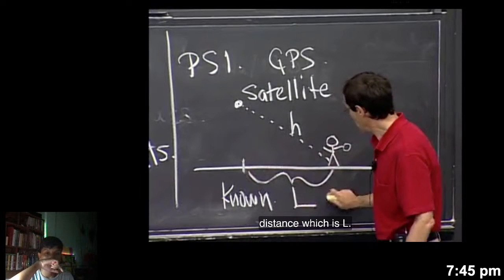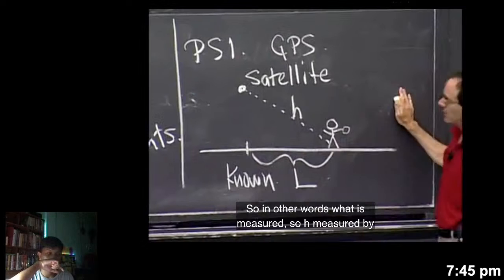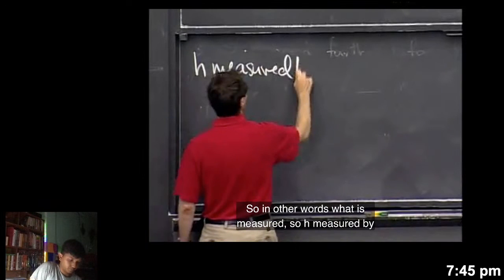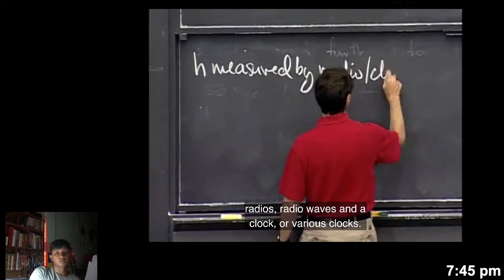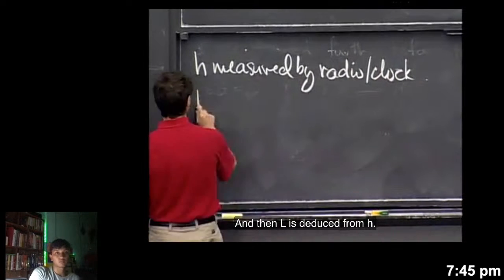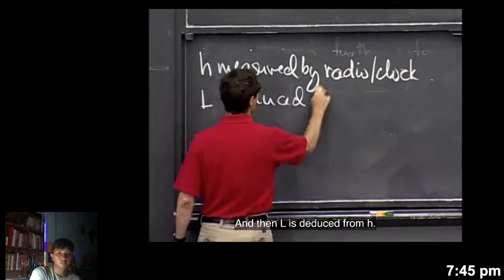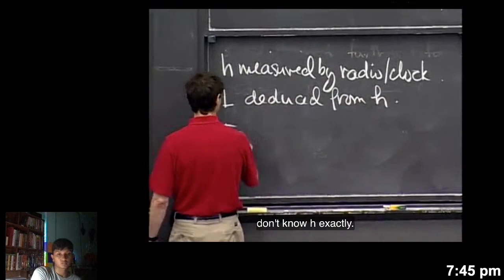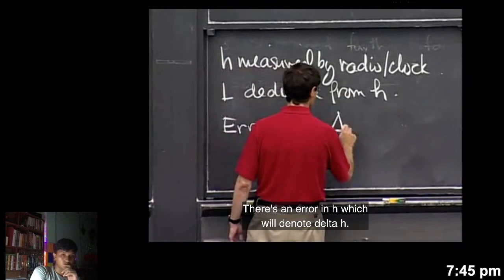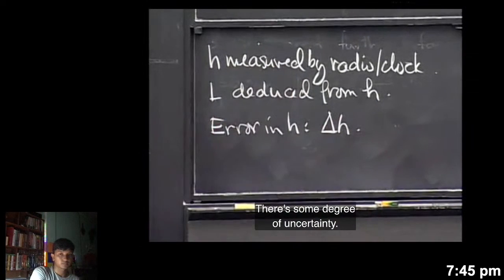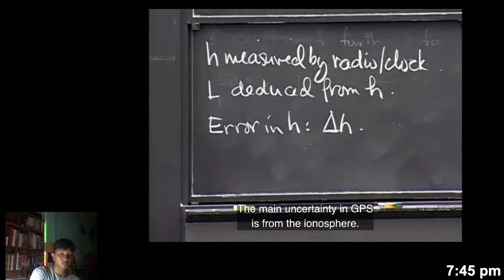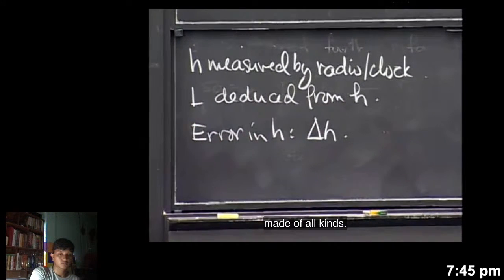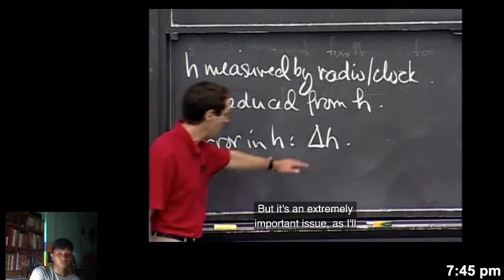So in other words, what's measured, h, is measured by radio waves in a clock, or various clocks, and then L is deduced from h. And what's critical in all of these systems is that you don't know h exactly. There's an error in h, which we'll denote delta h. There's some degree of uncertainty. The main uncertainty in GPS is from the ionosphere, but there are lots of corrections that are made of all kinds. And also, if you're inside a building, it's a problem to measure. But it's an extremely important issue, as I'll explain in a second.